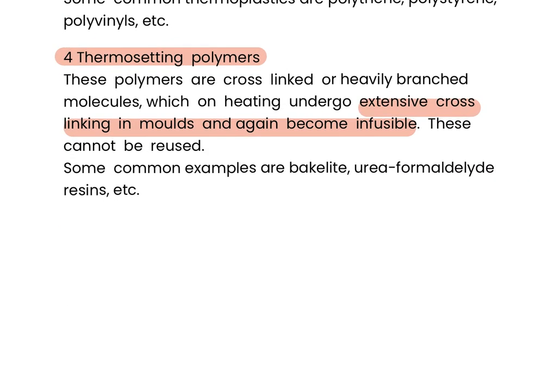Next, thermosetting polymers. Thermosetting polymers are generally examples of cross-linked polymers. These polymers are cross-linked or heavily branched molecules which on heating undergo extensive cross-linking in the mold and again become infusible. These cannot be reused. Thermoplastics can be reused, but thermosettings cannot be reused. For example, electrical switches: on heating it becomes liquid-like, and again it cannot be converted into the same switch. Therefore, it cannot be reused. Some common examples are bakelite, urea formaldehyde resin, etc. Thank you.